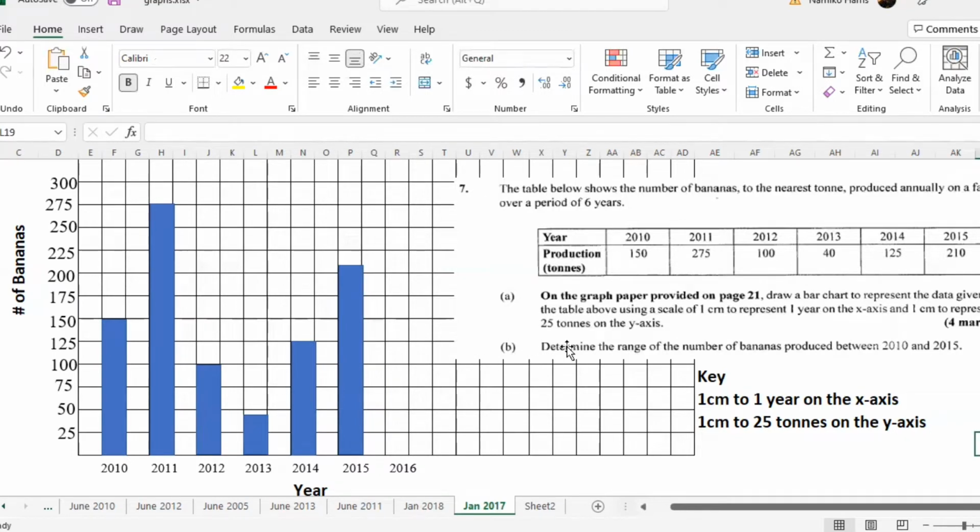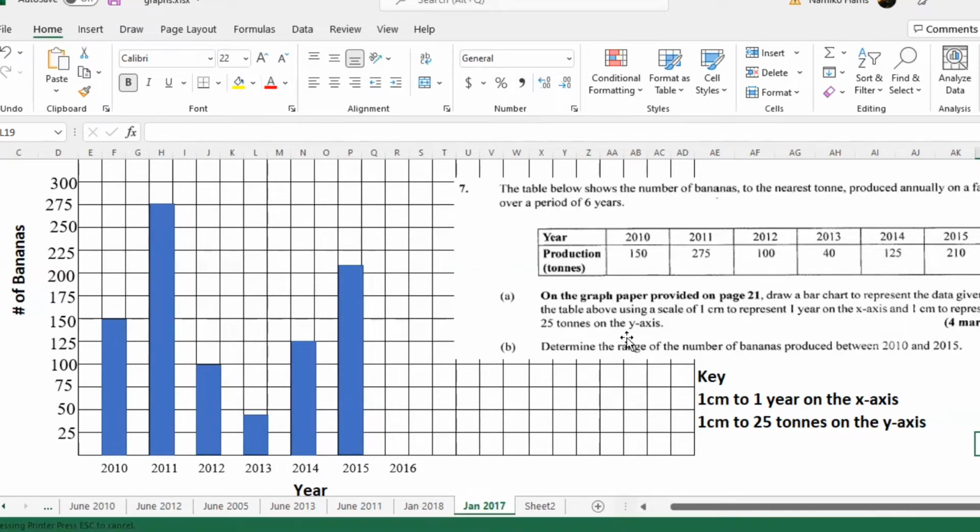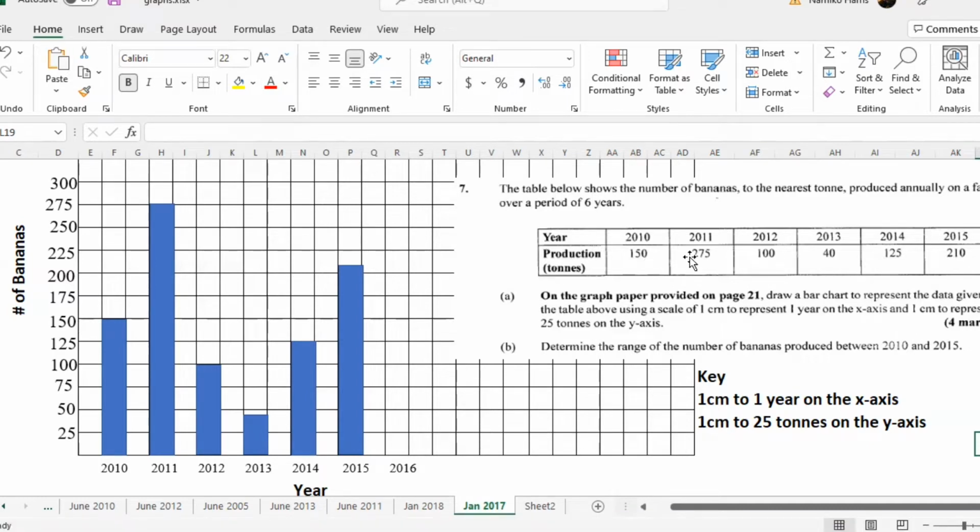Part B now says, determine the range of the number of bananas produced between 2010 to 2015. So if you remember, range is looking at the difference between the highest and the lowest. In this case, we're looking at the difference between the highest number in production and the lowest number in production. So let me just write range. So range, so this is part B.